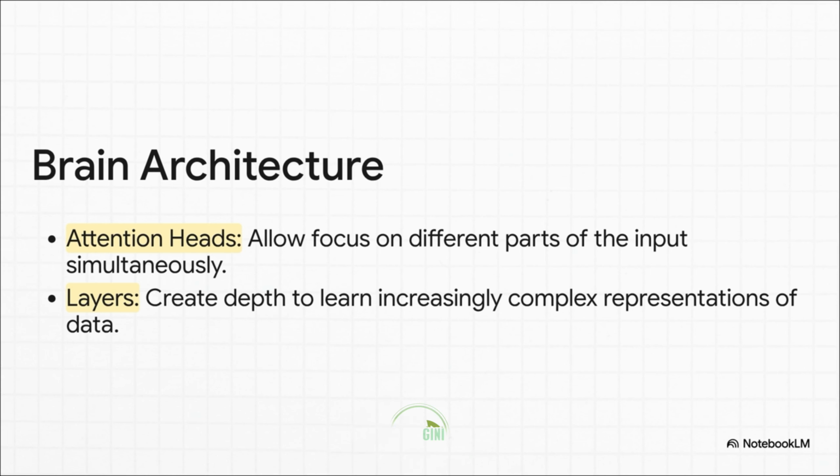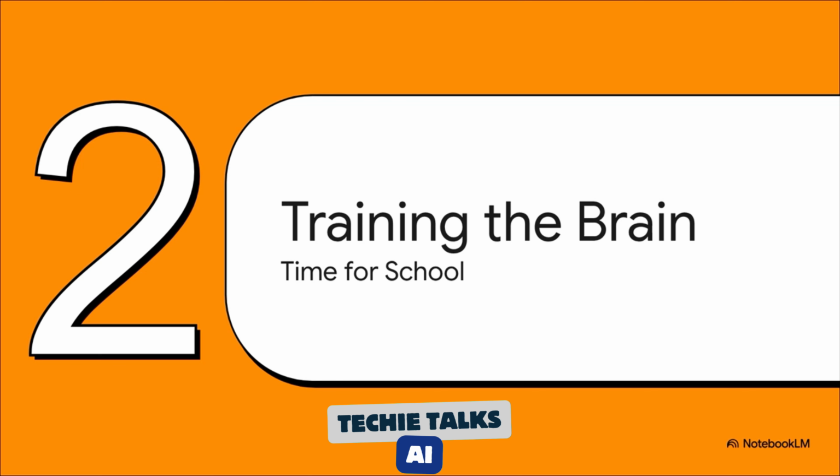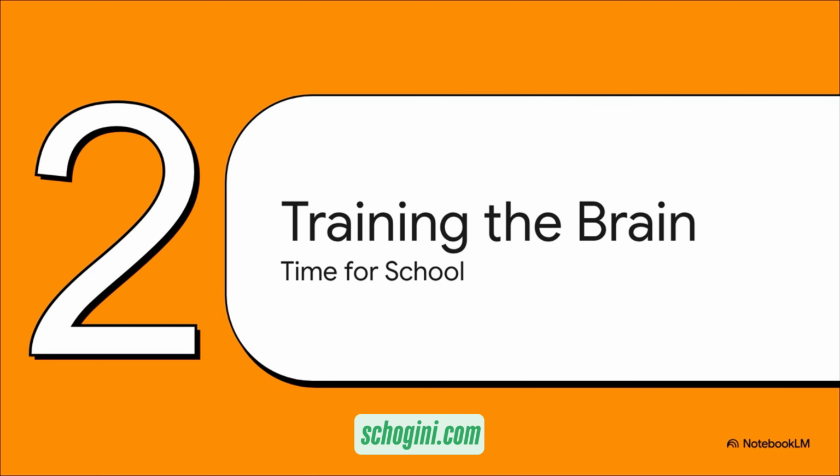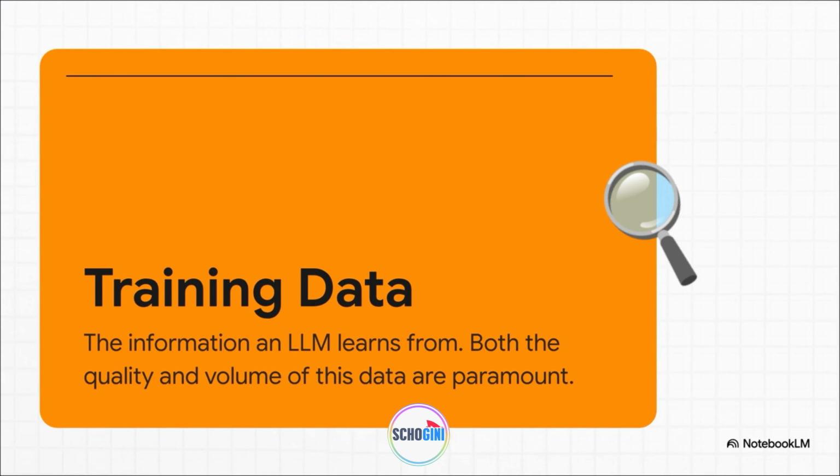Okay, so we've built the brain. It has all this incredible potential, but right now it's basically an empty shell. It doesn't know anything, so it's time to send it to school. This is the training phase, where our digital brain gets its education. And that education comes from its training data.